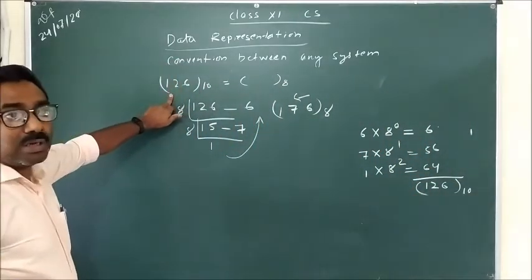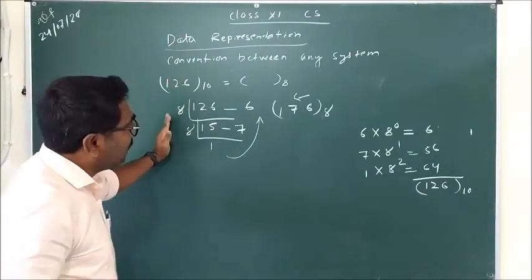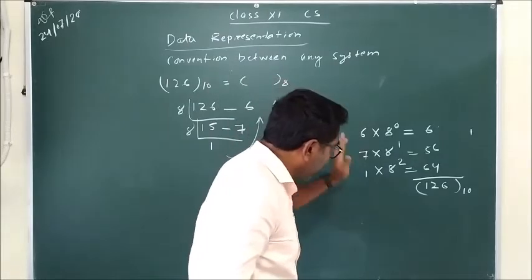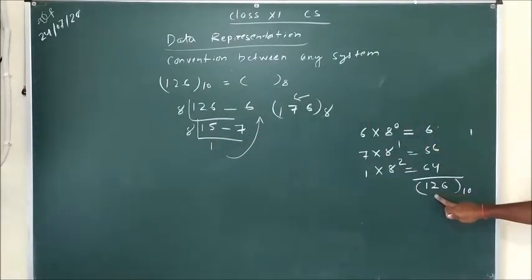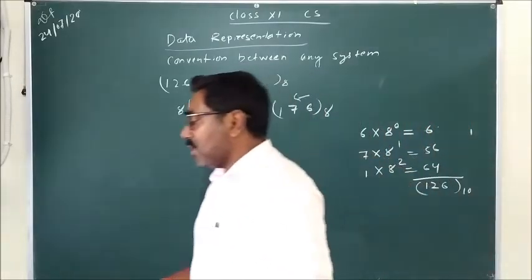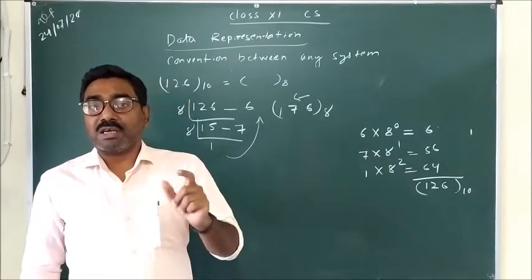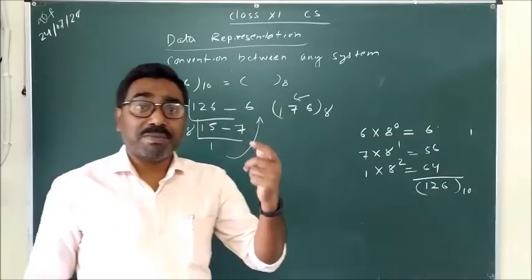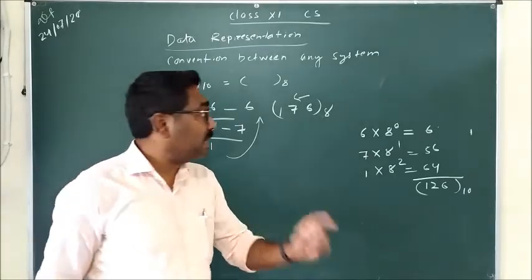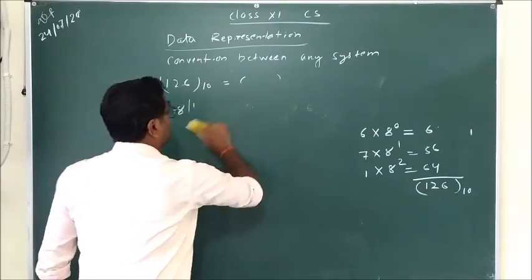So here 126, we are converting by the dividing method. We are dividing by 8, so we will get the number 176 base 8. And we are converting 176 by the multiplication method. Then we are getting the same number, 126. This is how we can convert any decimal number to a specific number. Any decimal number, if you are converting to a number system having base n, then we have to divide the number by n until you get a number that is less than n, or 1.